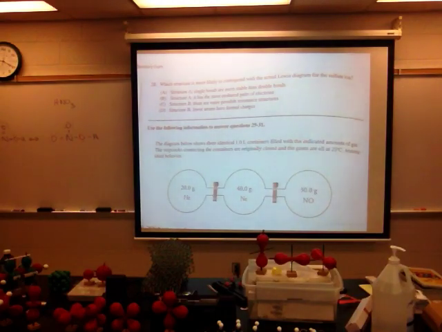Which structure is more likely to correspond with the actual Lewis diagram for the sulfate? What did you guys get on this one? D. Why D, Adlai? I think I calculated. And you have the double bonds. Your charges become 0. Okay, you minimize formal charge. So according to formal charge, it's going to be minimized in structure B. That's really the way you pick between the two.